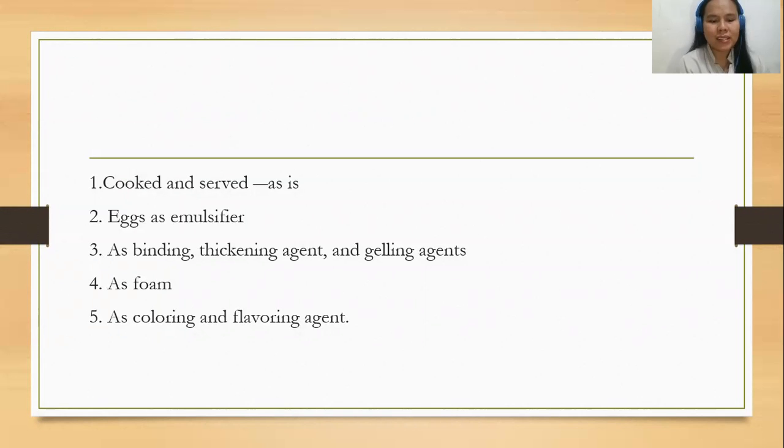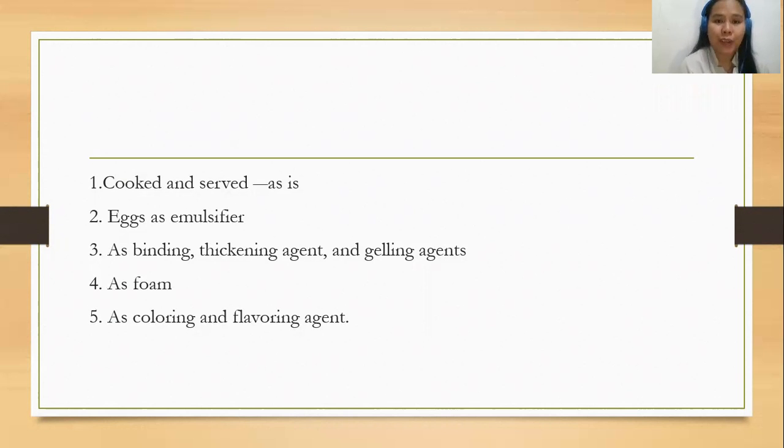The first one is cook and serve as is. Eggs can be served in the shell. An example of this is boiled eggs. There are four types of boiled eggs, namely coddled, soft-boiled, medium-boiled, and hard-boiled eggs. They differ in the time they are simmered or exposed to high temperature, boiling being the method of cooking. Eggs can also be served out of the shell, like fried eggs, omelette, and scrambled.